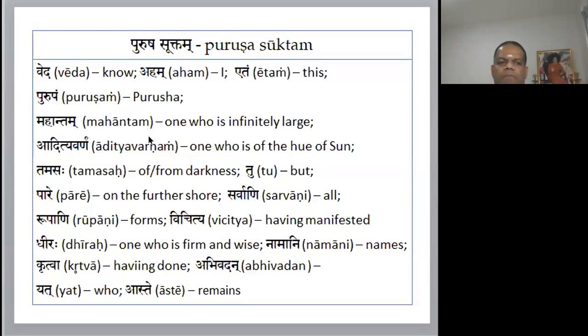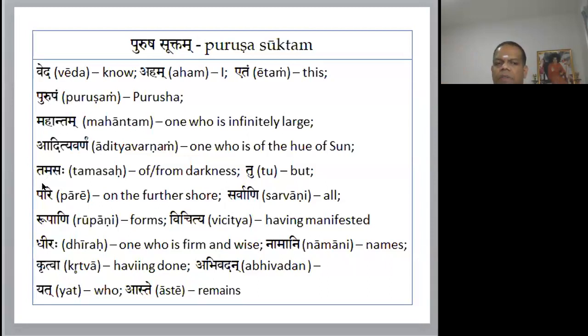I know. When we say I know, I am also experiencing that. I am able to experience this Purusha. Aham Veda. He is Aditya Varnam. Aditya means sun. Varna is the color, the hue. So he is like the sun, which basically means he gives us light. Aditya Varnam.